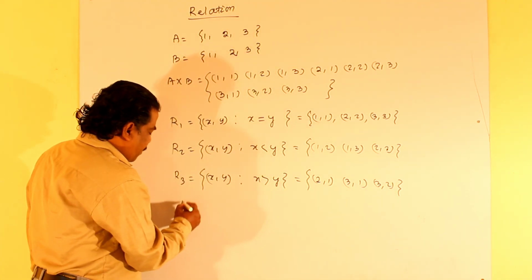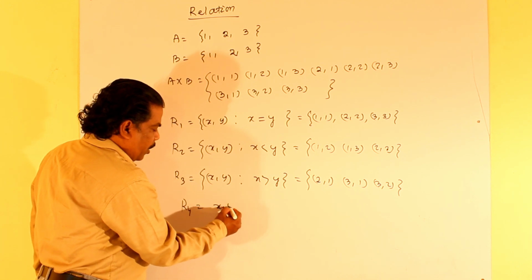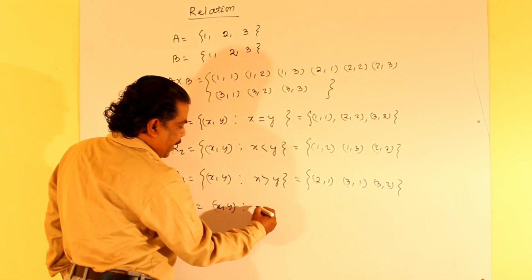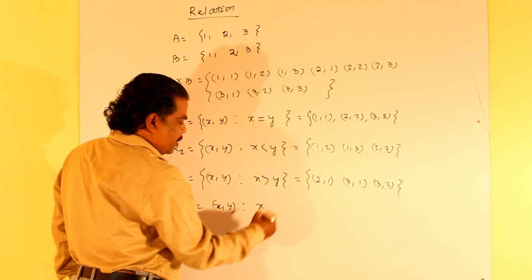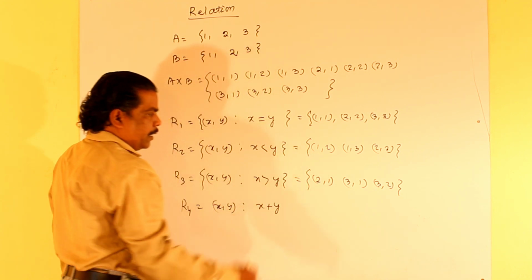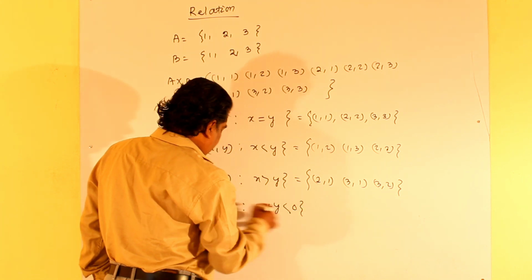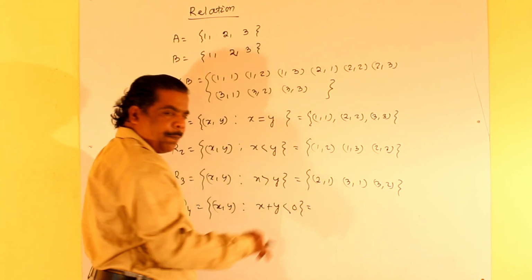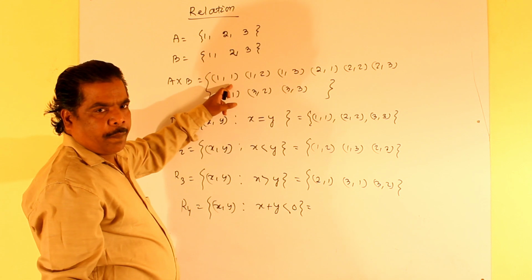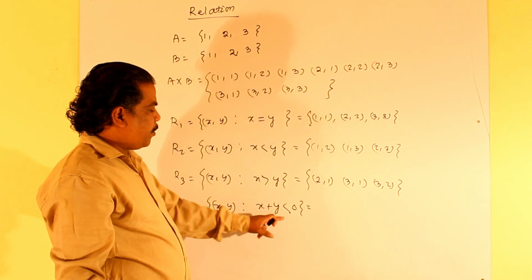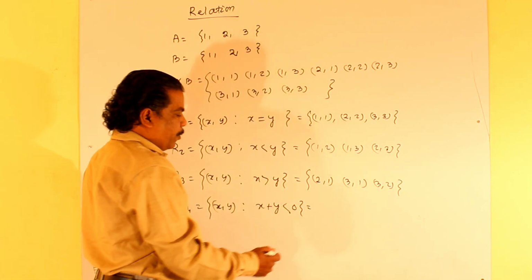Now take another example, R4 is equal to {(x, y) such that x plus y is less than 0}. Now we find no pair of A cross B such that x plus y is less than 0. So we have no elements.